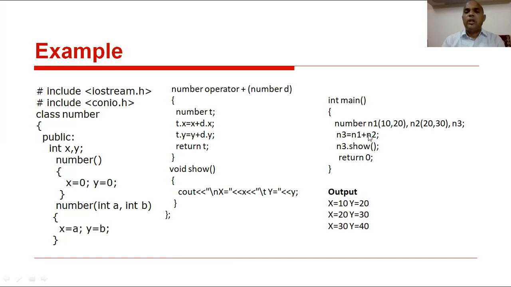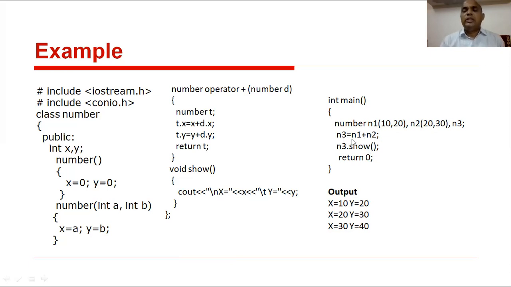So plus is an operator. It can call this method. This plus is overloaded. Clear? Here t dot x equal to x plus d dot x. Here x equal to a, what is the first number value? 10 and y equal to b, 20. Then d is this object, 20 and 30. d dot x, 10 plus 20, and 30 plus 20 plus 30, that is equal to 50. Simply x value equal to 30 and y value equal to 50. That is an output. Remember.